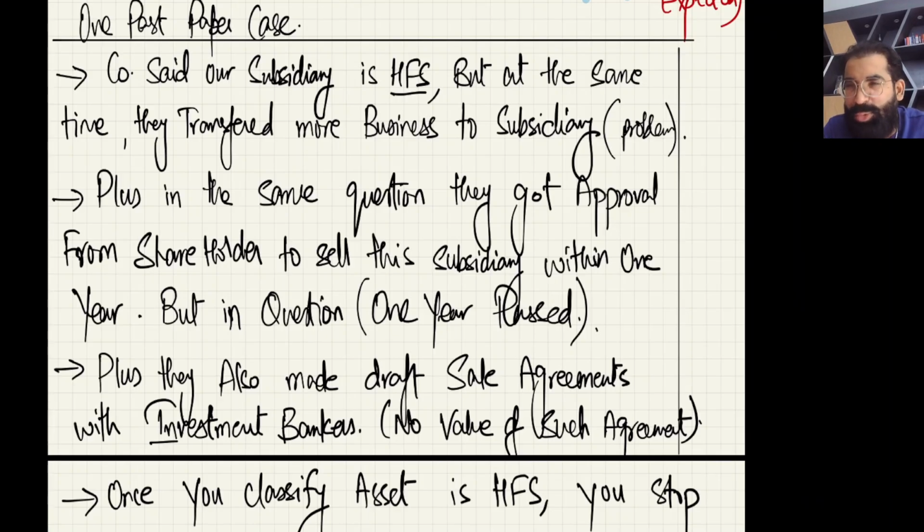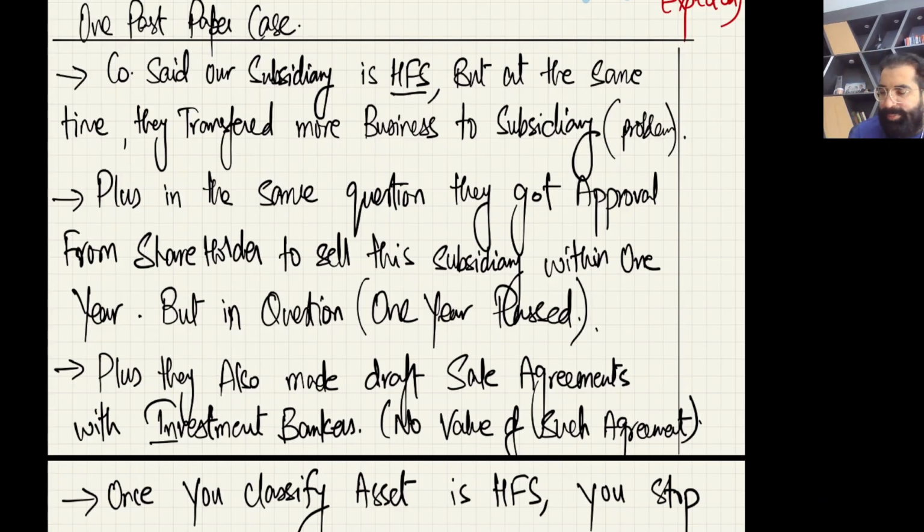Sometimes, as a joke, I say this: there is a guy who says, I'm going to give divorce to my wife, and at the same time he's giving a lot of gifts and transferring properties to the wife. So there is some contradiction.